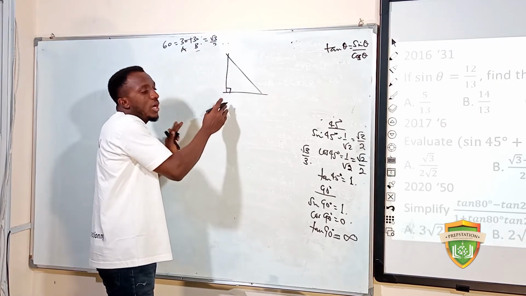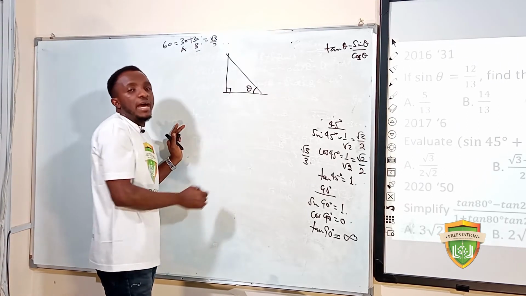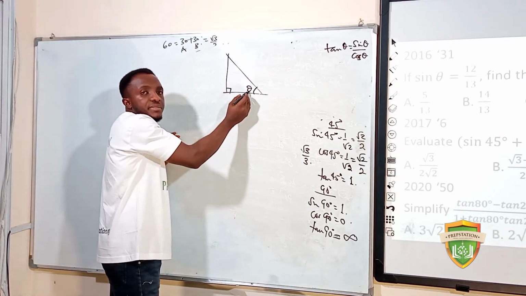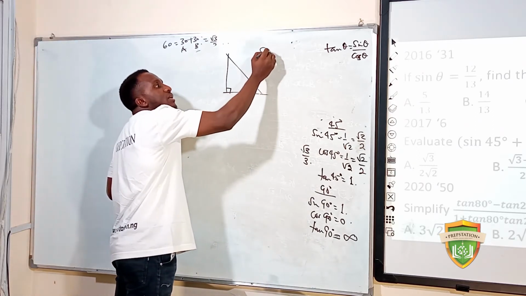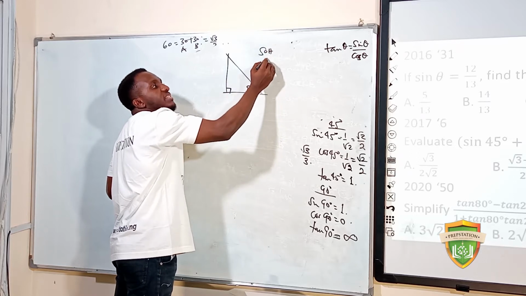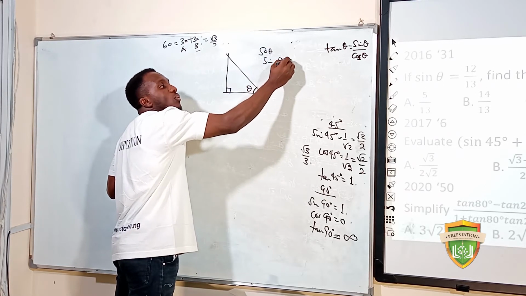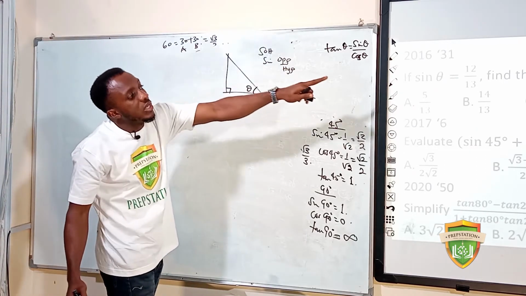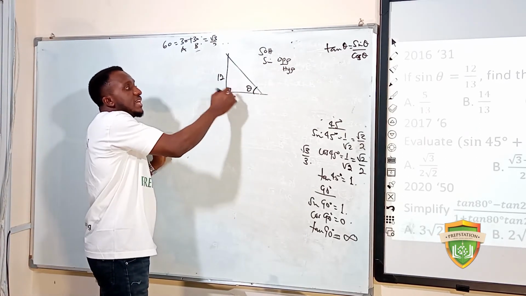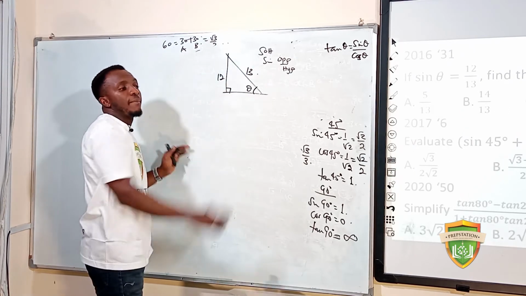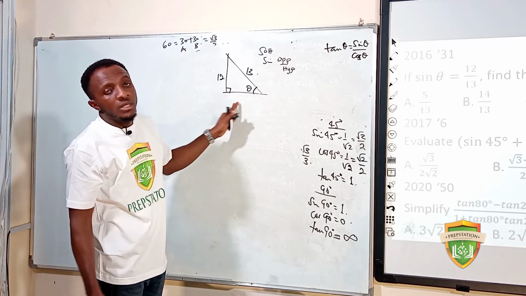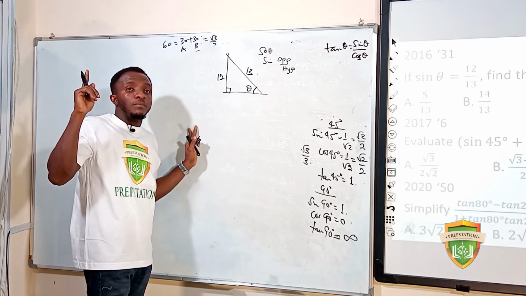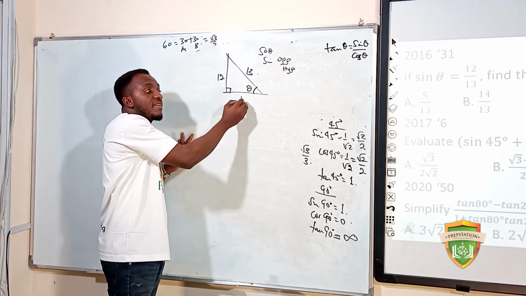So draw a triangle, put the angle, and then fix the values. If this is theta, sine is opposite over hypotenuse. What this means is that opposite is what? 12. Then the hypotenuse is what? 13. So you can tell what the adjacent will be. Remember your Pythagorean triple. If you remember, this would be 5.